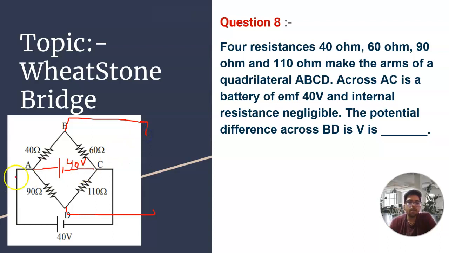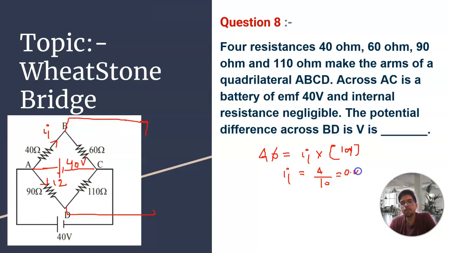So a very easy question. Now tell me, here it is 40 volt, from A to C. How much is the voltage drop? Across AC is 40 volt. Clear? Now apply the formula and tell me how much current is passing through I1 and I2. Simply 40 volt equals I1 multiplied by 60 plus 40, that is 100. I1 will be how much? 4 by 10, that means 0.4 ampere. So we got the value of I1.